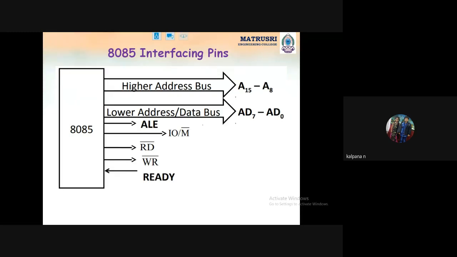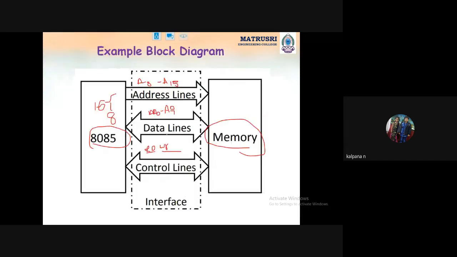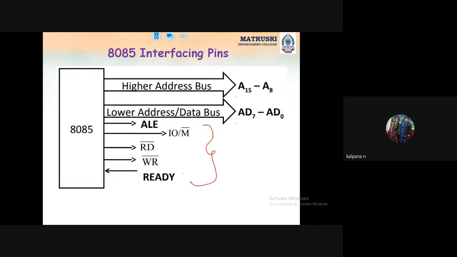Next, control lines. Okay, control signals I said here. What pins are we connecting? We need to connect address lines, data lines, and control lines. So here, control lines or control signals mean what? Read, write.